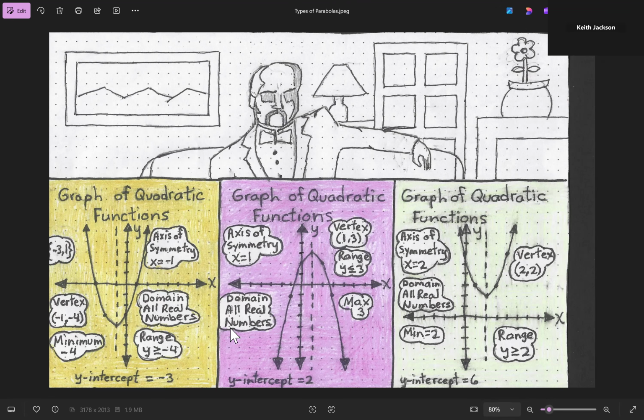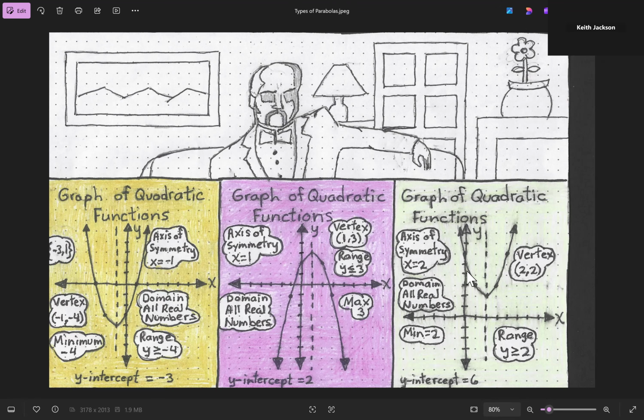Our domain will be all real numbers as we approach positive infinity on the x-axis and negative infinity on the x-axis, with a maximum value of 3, and that lets us know that our range would be y is less than or equal to 3. And that gives us a vertex, which includes our axis of symmetry and our maximum value, and that is 1, comma 3, with a y-intercept at 2.